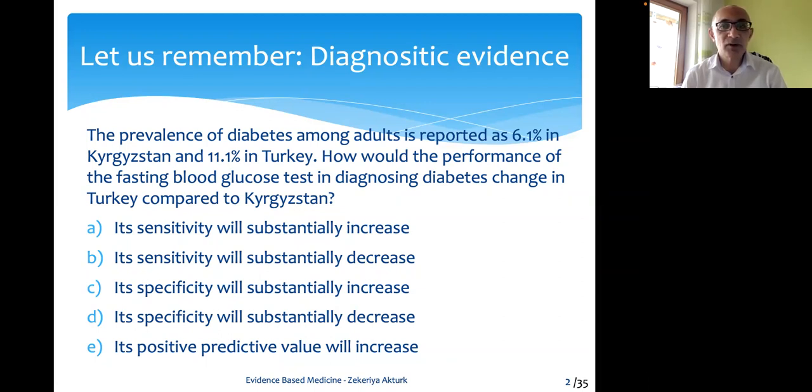Which of them is actually, the question asks, which of them is more affected from the prevalence of the disease? If the disease is low prevalence compared to a higher prevalence condition, what would be the consequence?